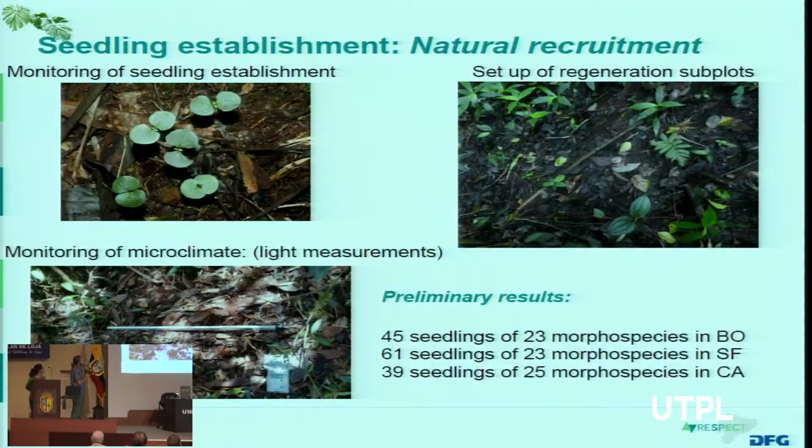And here you can see some nice pictures of Rubiaceae seedlings. And with Mateus we also started measuring light, with direct light measurements in all of the plots.